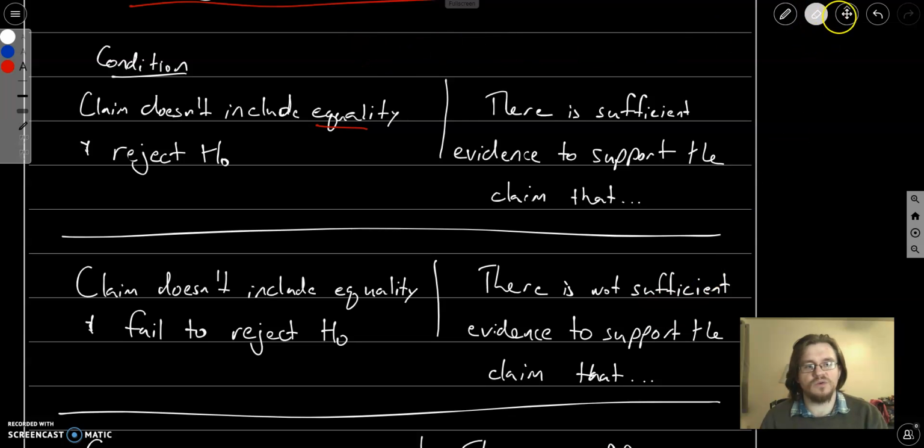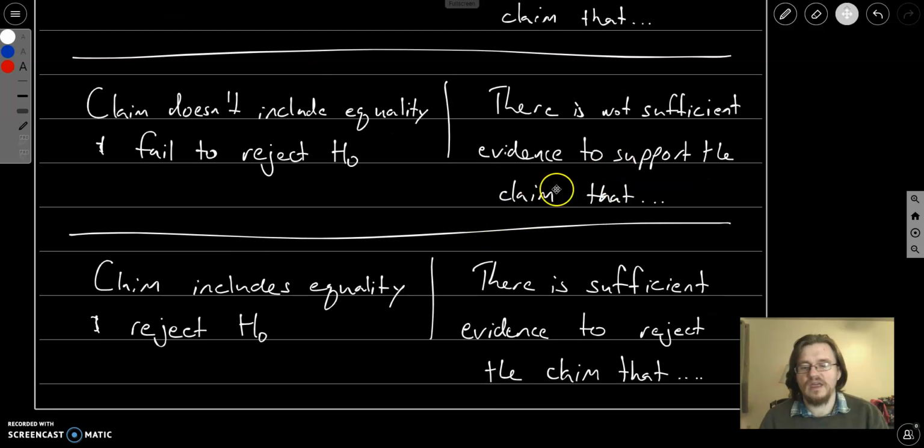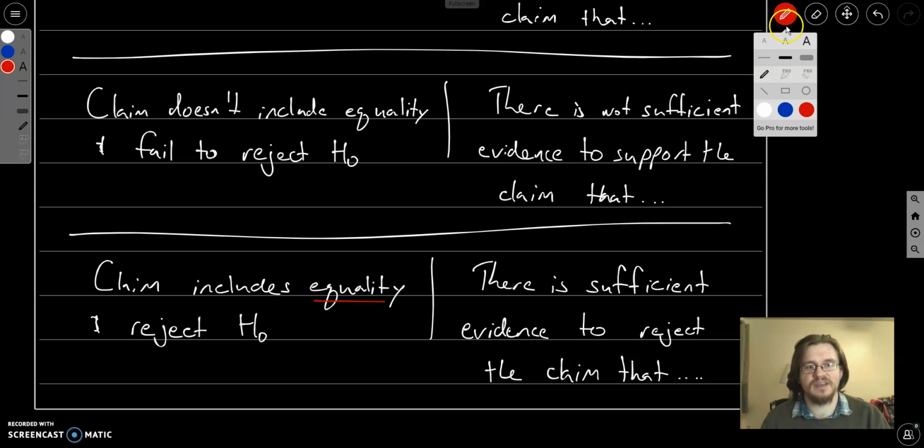Okay. So, however, our initial claim could include equality. So our initial claim could be the null hypothesis.